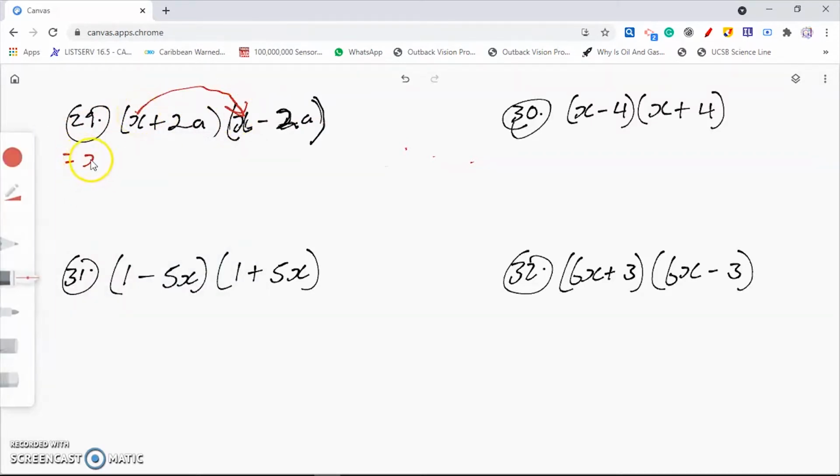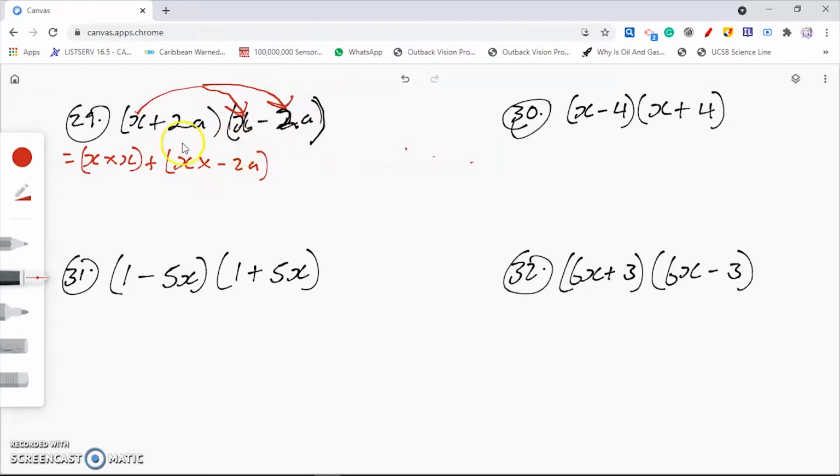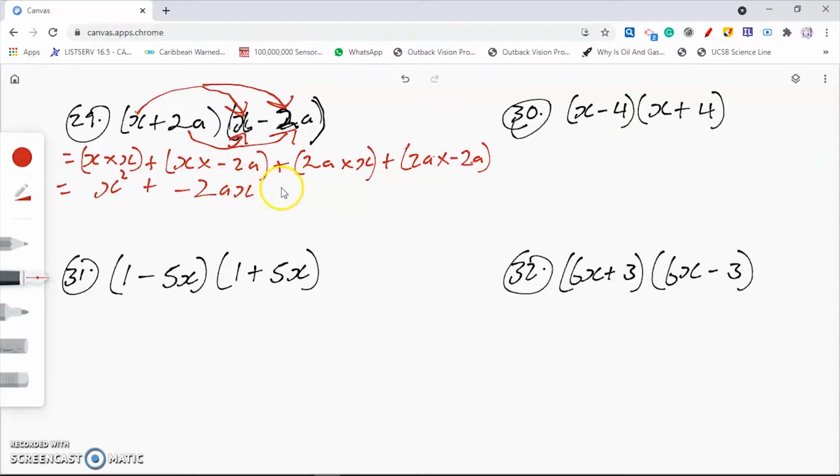So we get x times x, plus x times negative 2a, plus 2a times x, plus 2a times negative 2a. Then we can simplify: x times x equals x squared, plus x times negative 2a is negative 2ax, plus 2a times x is 2ax, plus 2a times negative 2a. 2 times 2 is 4, a times a is a squared, and positive times negative is negative, so negative 4a squared.